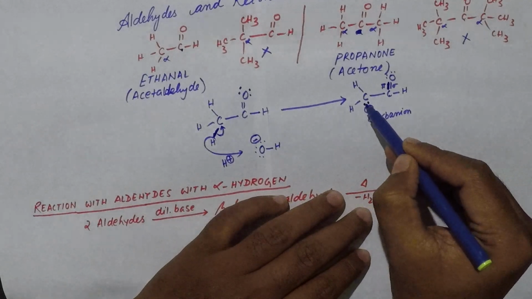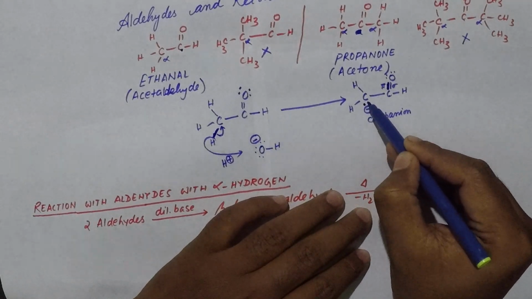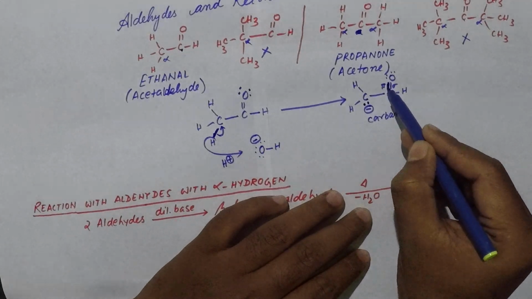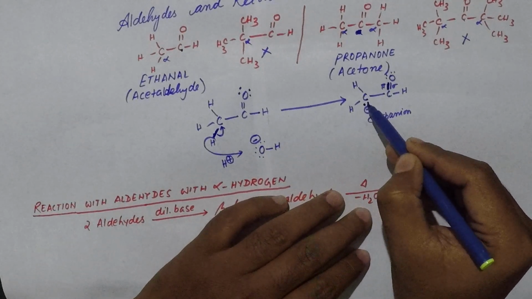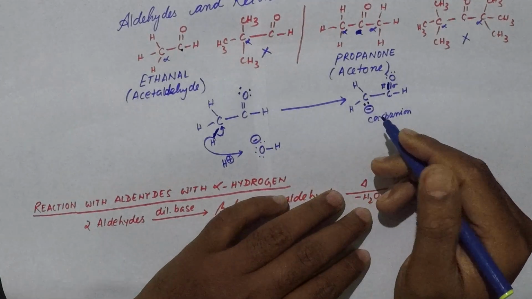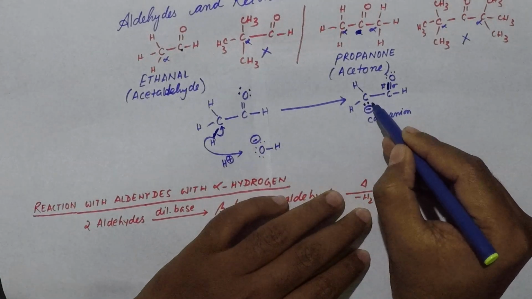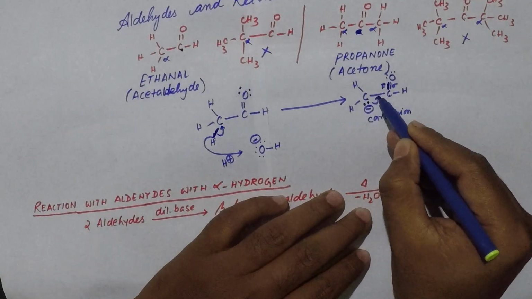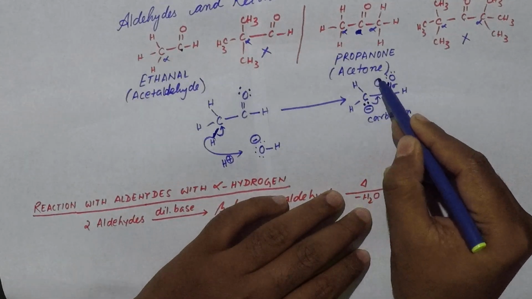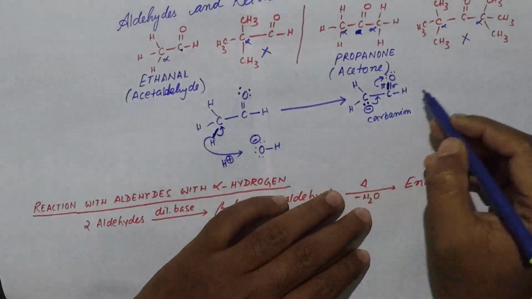That means the lone pair on the alpha carbon and the pi electrons are in conjugation. Conjugation means they are separated by a single bond, so there is a possibility of resonance. What will happen? These two electrons will form a double bond between the carbonyl carbon and the alpha carbon. Parallelly, the pi electrons will jump to the oxygen.